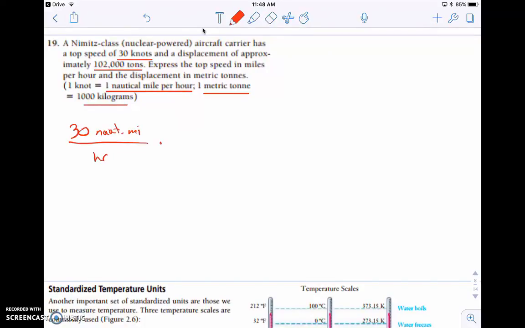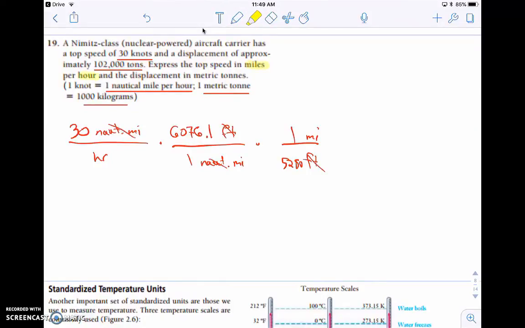Okay, and then we're going to multiply this by, if you look up in the table above, 6,076.1 feet is 1 nautical mile. So a nautical mile is a little bit bigger than a standard mile. That's going to convert us from nautical miles to feet, but then we need to go from feet to miles. There's 5,280 feet for every 1 mile. Notice that that cancels out nautical miles, that cancels out feet, and that gets us to miles. So we've got the miles part down.